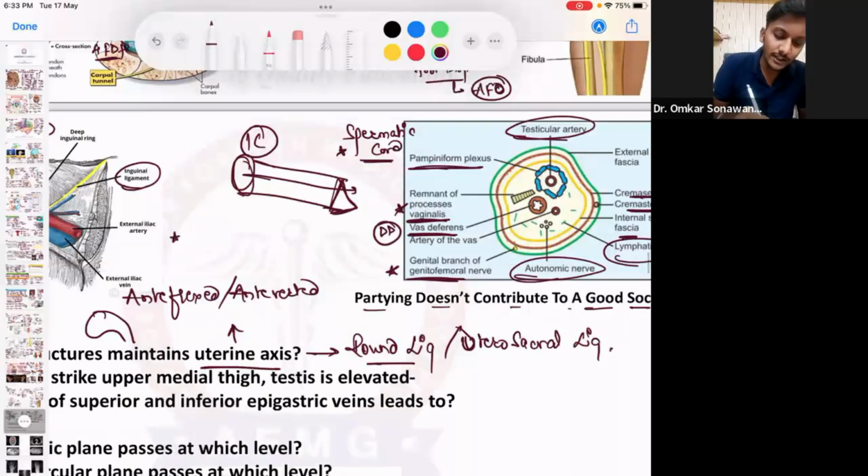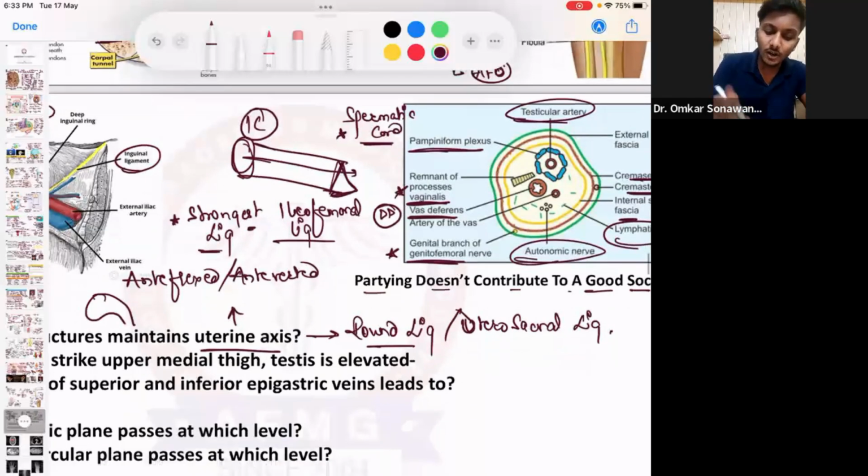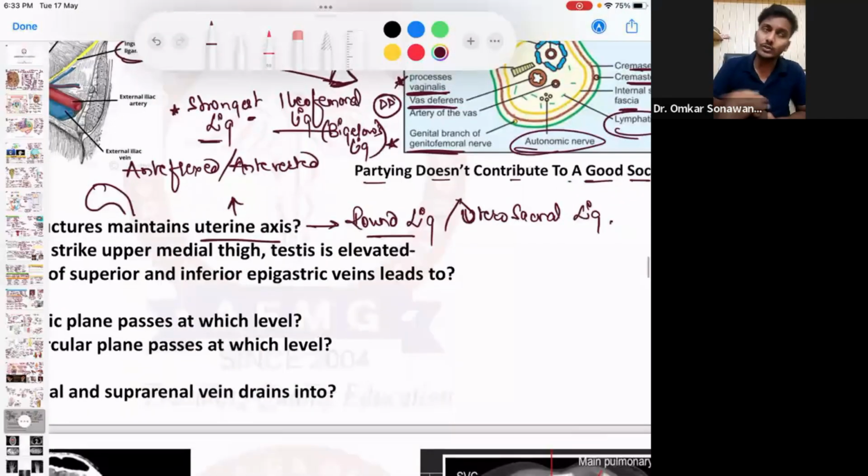Please tell me which is the strongest ligament of the body. The strongest ligament in the body, which maintains the posture of the body while standing and does not let the trunk fall back, is the iliofemoral ligament. This question had come. It is also known as Bigelow's ligament. Okay, remember this. No issues with this, anybody?